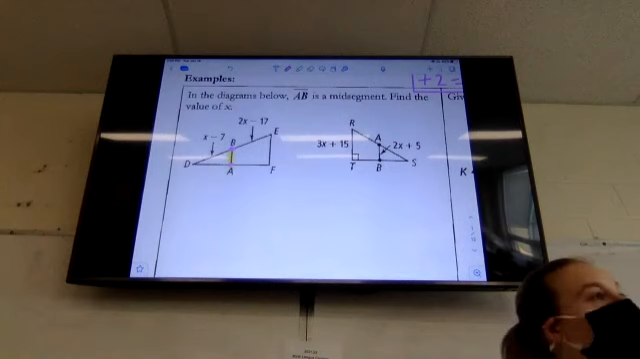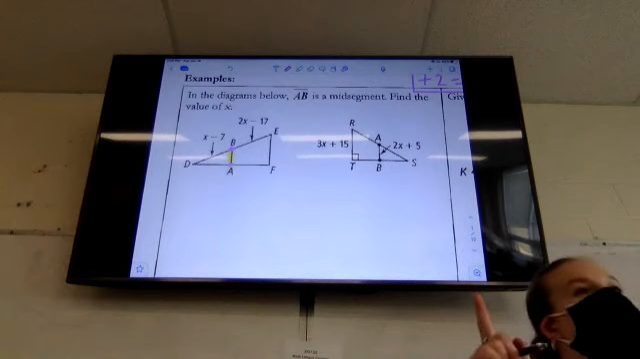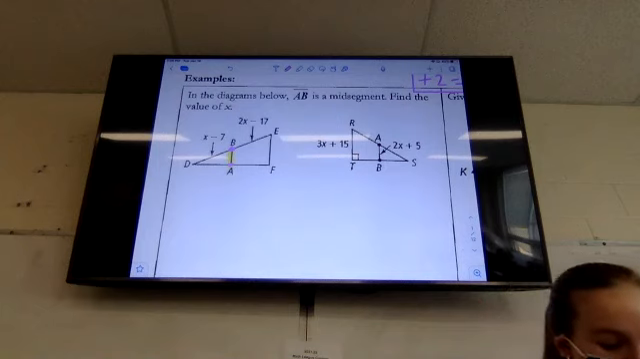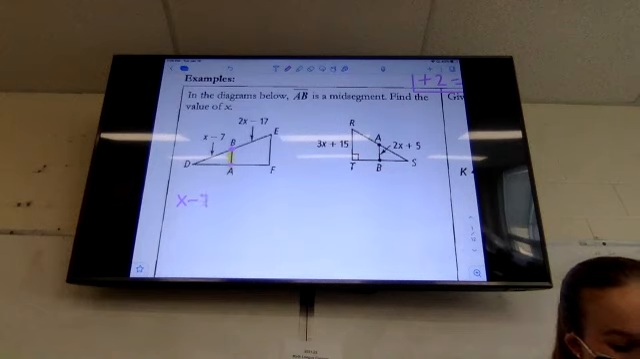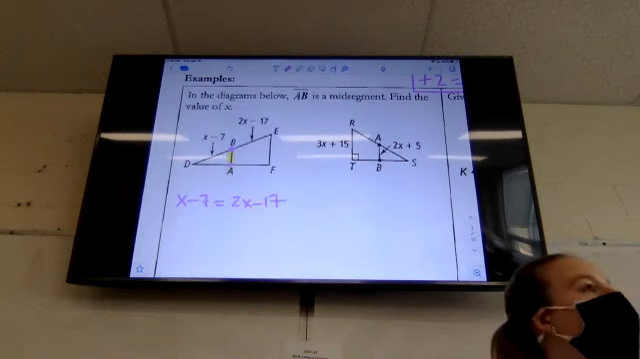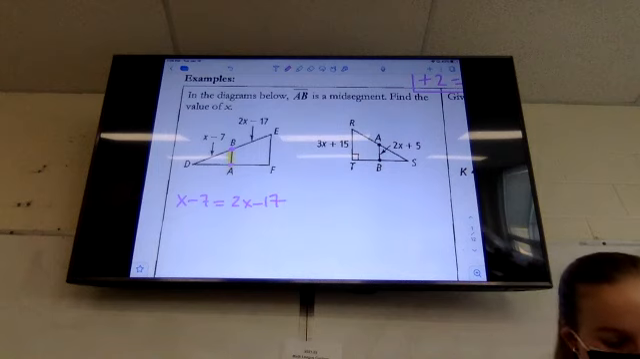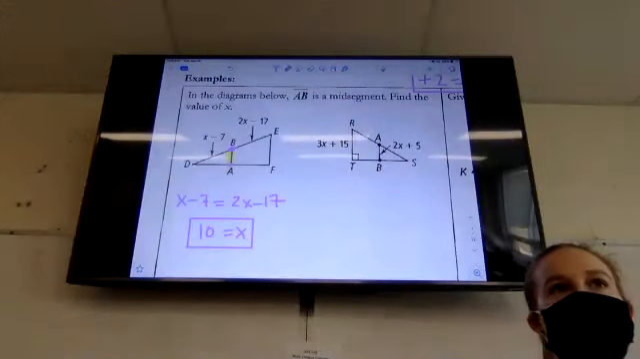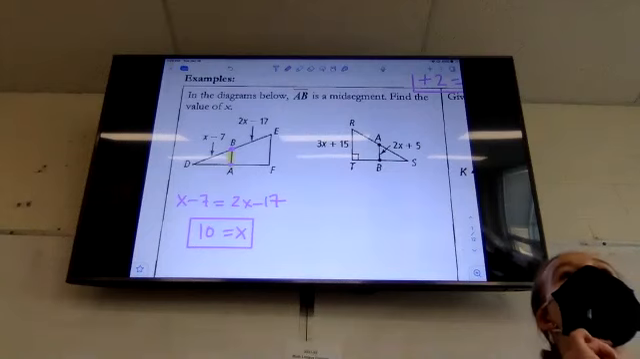Good. So we were given DB and BE. And since we know B is a midpoint, then those two segments are equal to each other. So we can set up a super simple equation, x minus 7 equals 2x minus 17, and we can solve from there. Minus x from both sides, add 17 to both sides, so I just get 10. That's what I got when I did it yesterday.